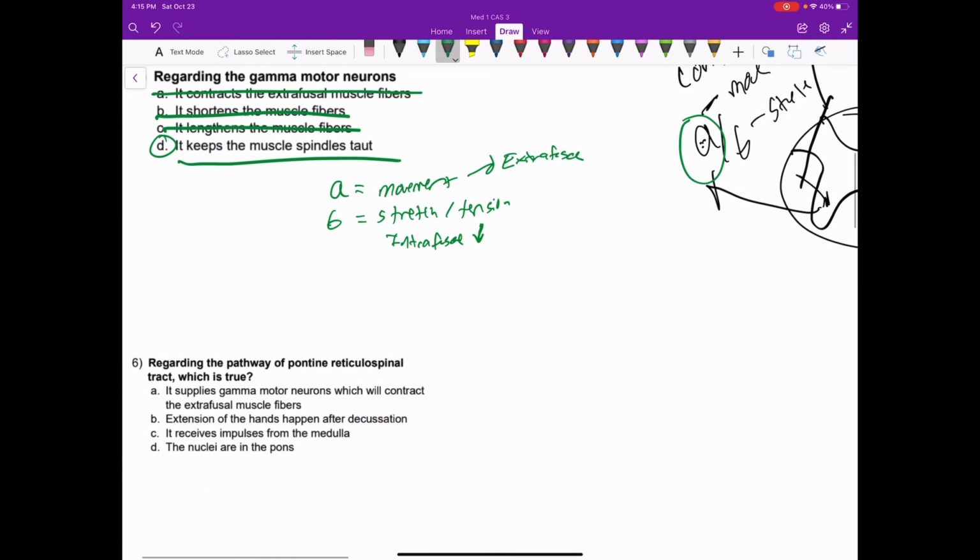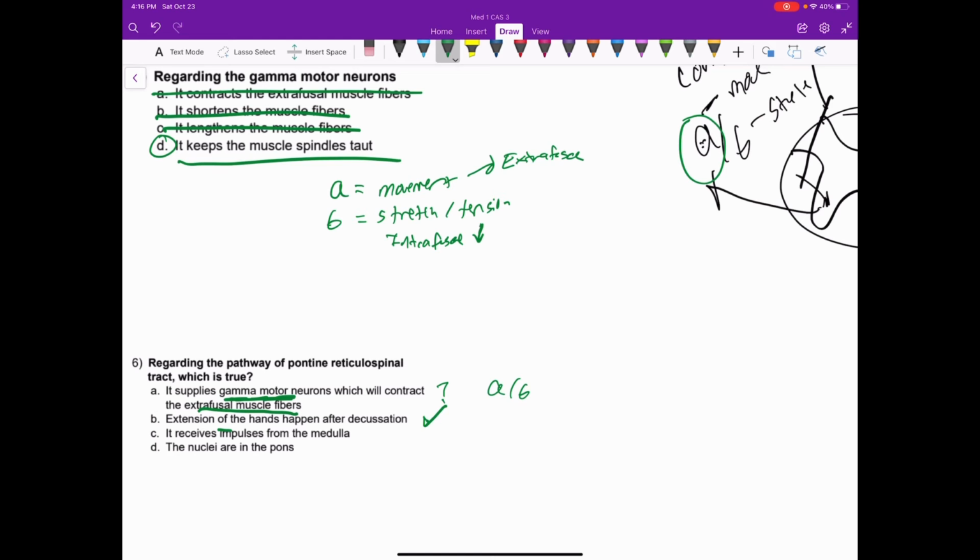So, does it supply gamma motor neurons, which will contract the extrafusal fibers? Okay, it does supply gamma motor neurons, right? Because it does alpha and gamma. Well, is it going to contract the extrafusal fibers? Probably not, right? We said it's extension, so we're going to put a question mark here. Does it do extension of the hands after decussation? Well, I think so. We know it's extension.